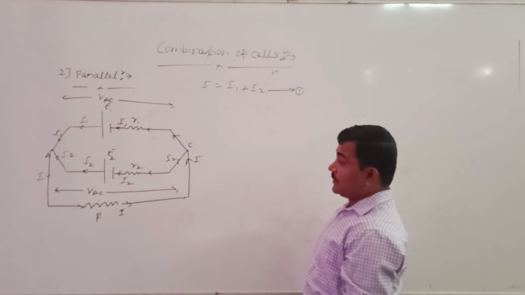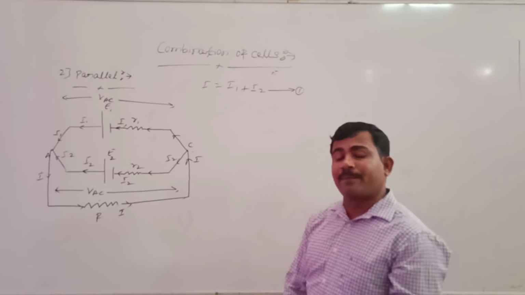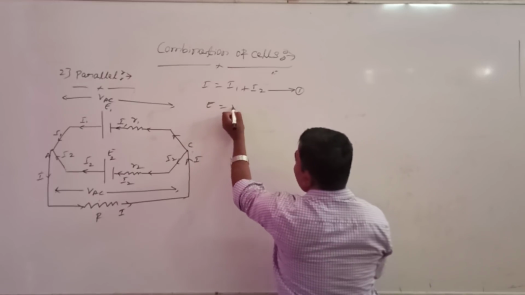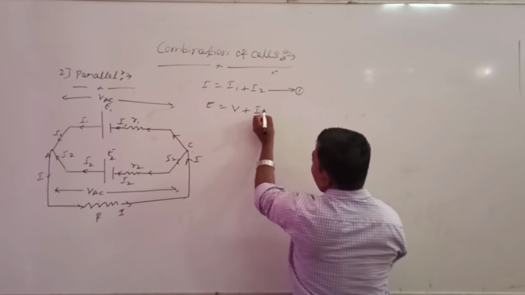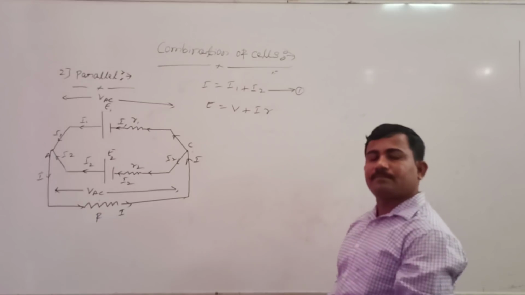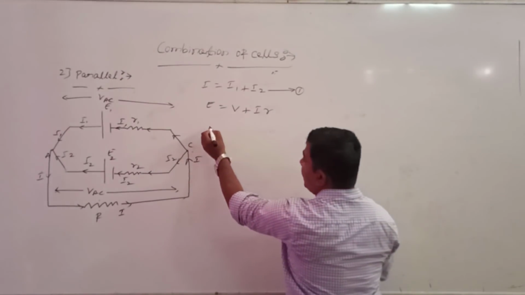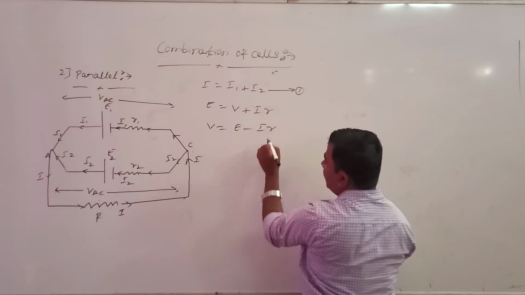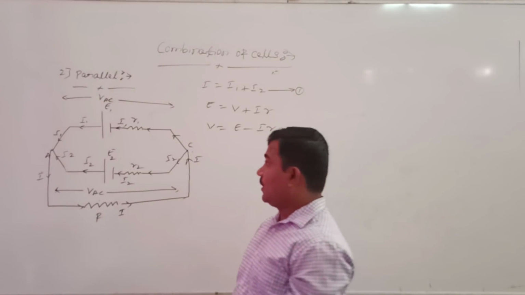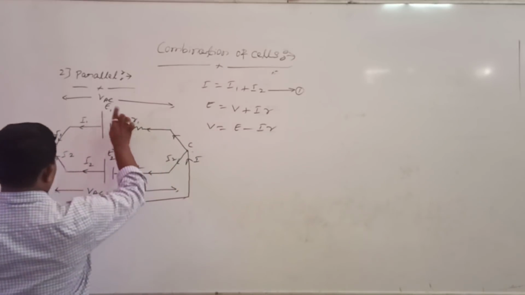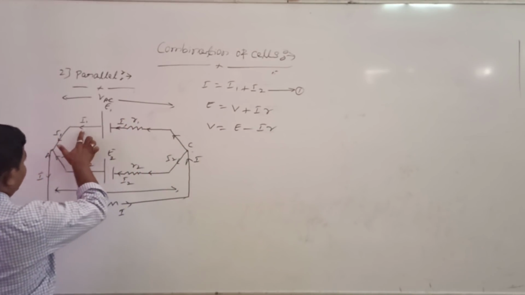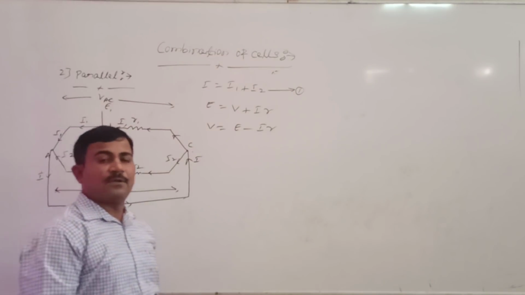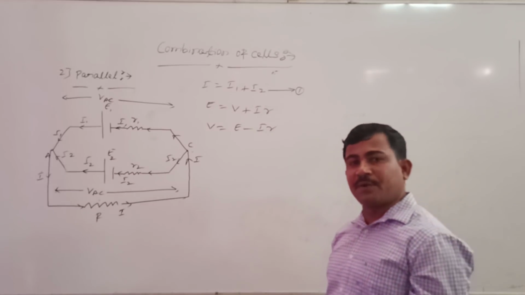Now, the relation between EMF and terminal potential difference. E is equal to V plus Ir. Or what is V? V is equal to E minus Ir. But for cell E1, with internal resistance R1 and current I1, what is the potential difference? Vs is the potential difference. In parallel combination, potential difference remains the same.